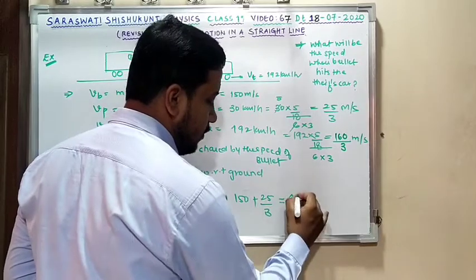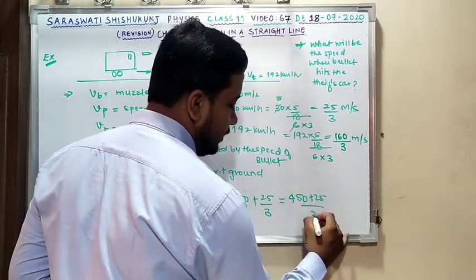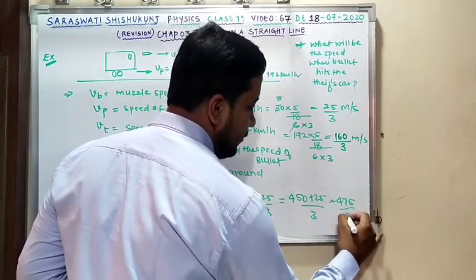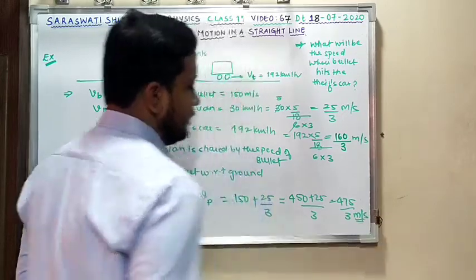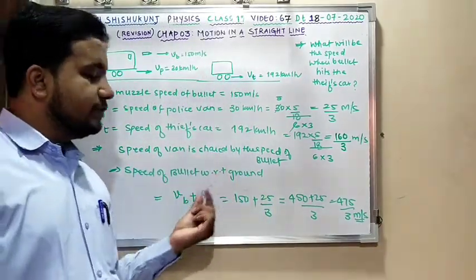450 plus 25 by 3. So my answer is 475 by 3. Unit will be meter per second. So I got the speed of the bullet with respect to ground also.